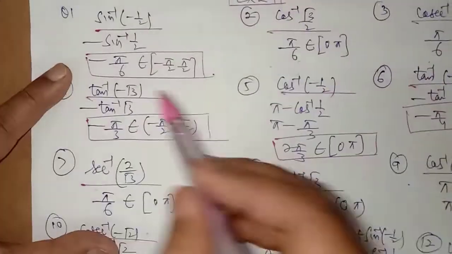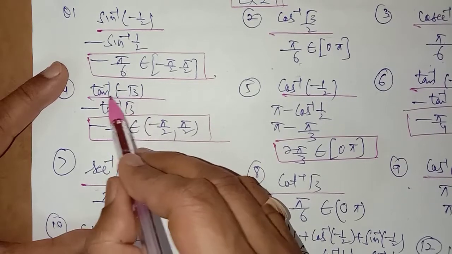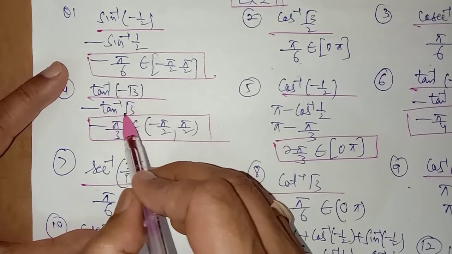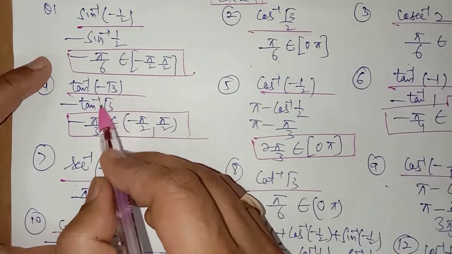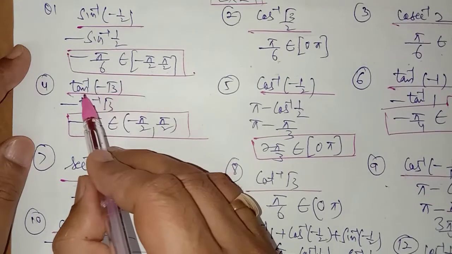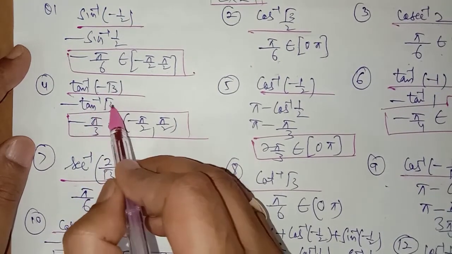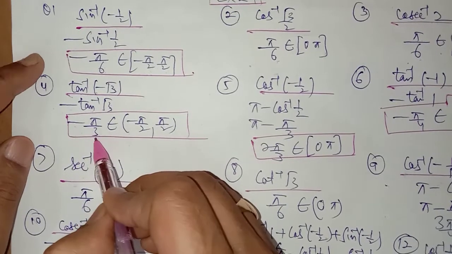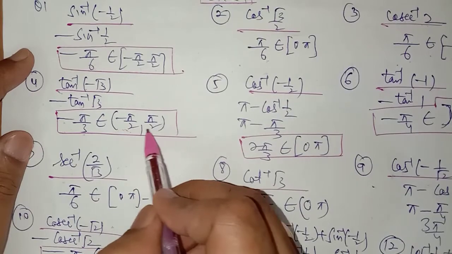Again, tan inverse minus root 3 is equal to minus tan inverse root 3, because tan inverse minus x is equal to minus tan inverse x. You must learn the formula very carefully, otherwise it will become very difficult. Tan inverse root 3 is 60, so the answer is minus pi by 3, belonging to the principal value branch, between minus 90 and 90 for tan inverse.